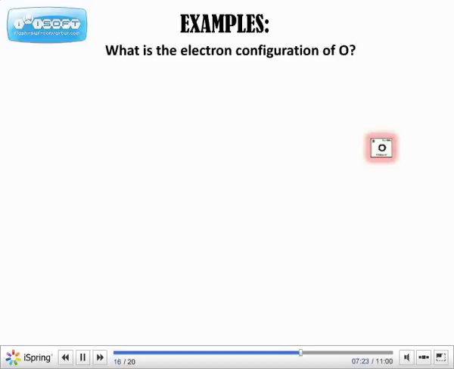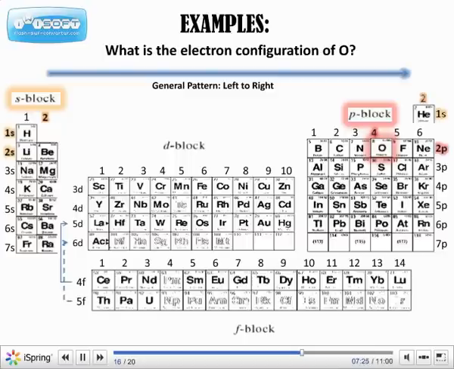What is the electron configuration of O? Once again, let's locate it on the periodic table. You always start from H, 1s2. The first period is complete, so the general pattern says to turn around and go to the next period. 2s2, 2p4. We stop at O, so the answer is 1s2, 2s2, 2p4.